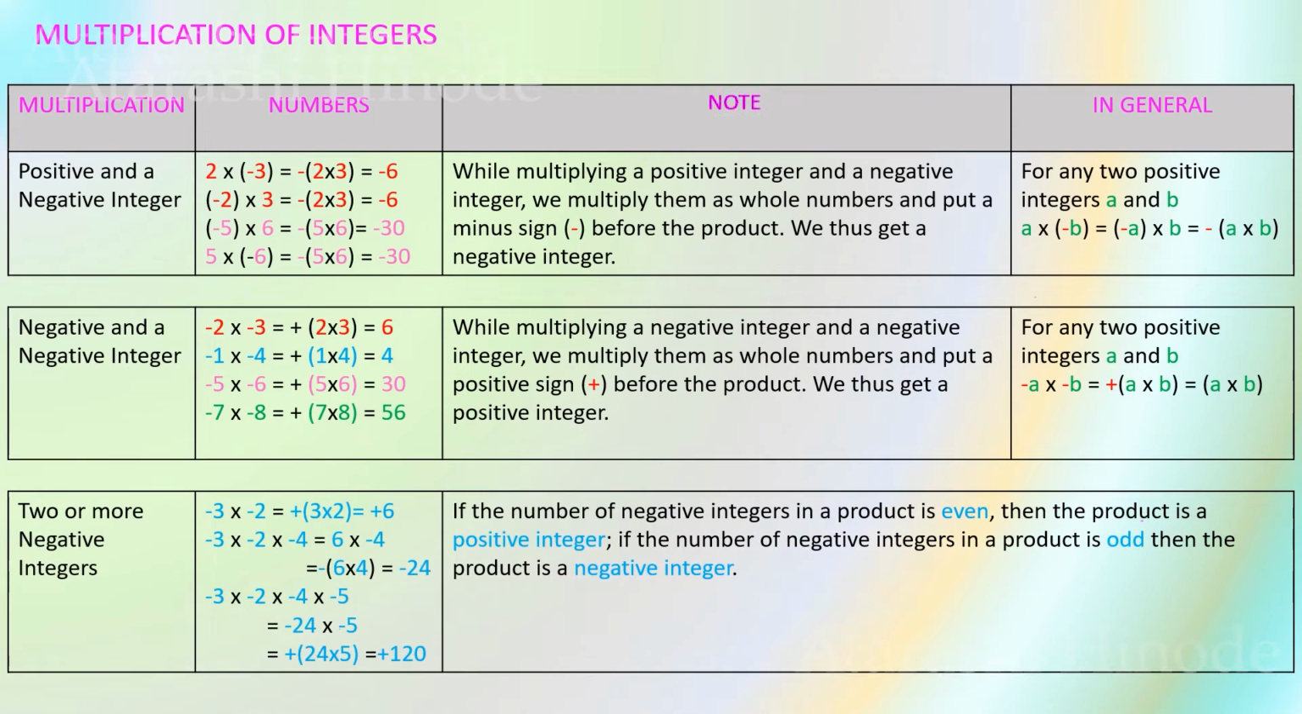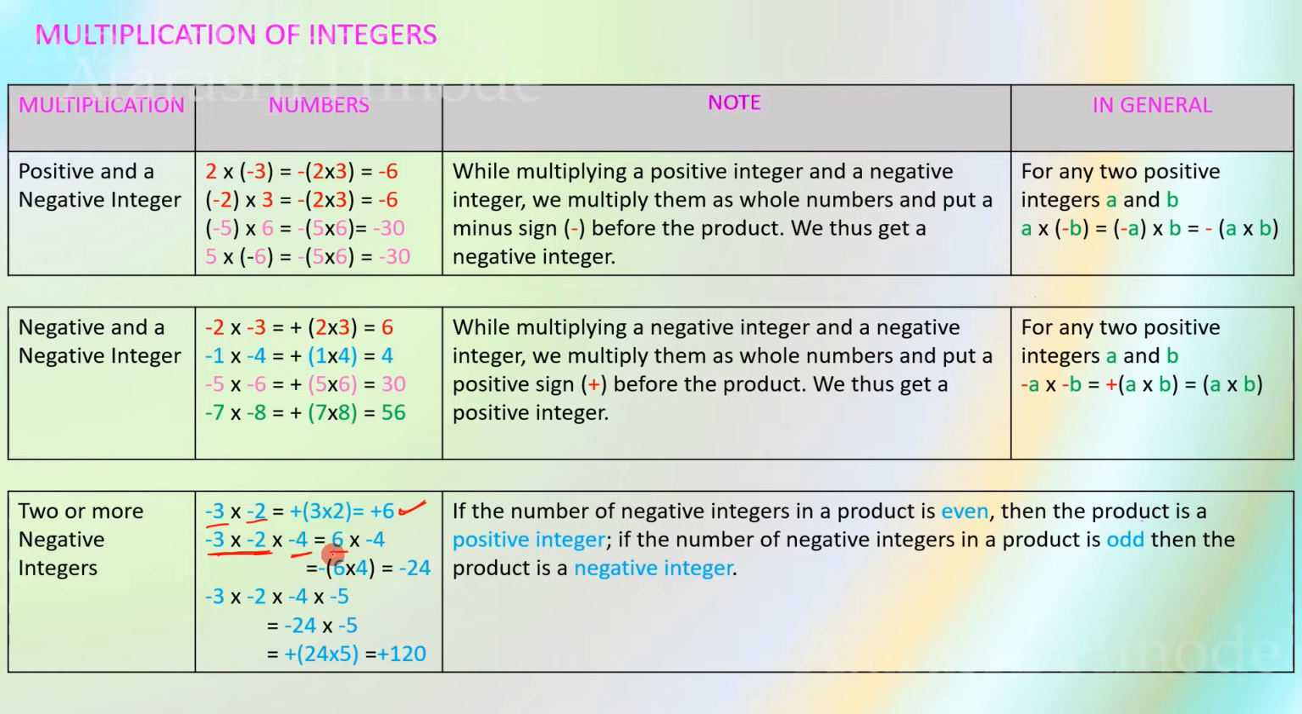Now, how to multiply 3 or more negative integers? Here, first I have taken two negative numbers and we know how to do this. The product is a positive integer. In the next product, there are 3 negative integers. But we know negative 3 into negative 2 is 6. So instead of this we can write 6 into negative 4.